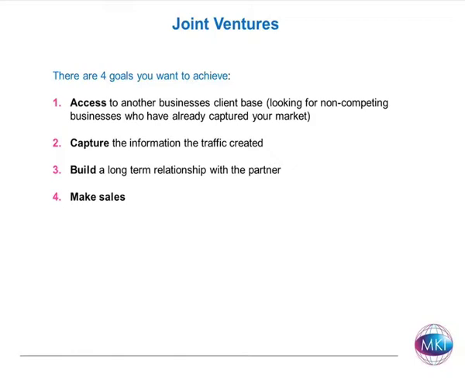The 3rd goal is you want to build a long-term relationship with the partner. So make sure whatever you're doing or however you're structuring the partnership, that it's win-win. There's something in it for the partner and there's something in it for you.